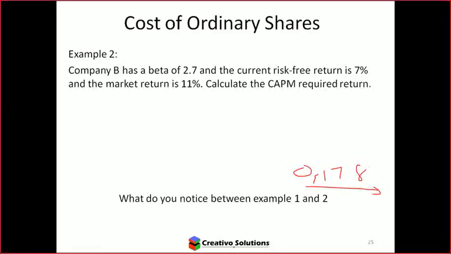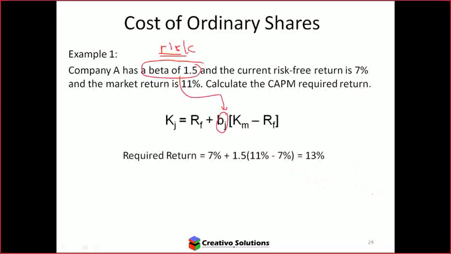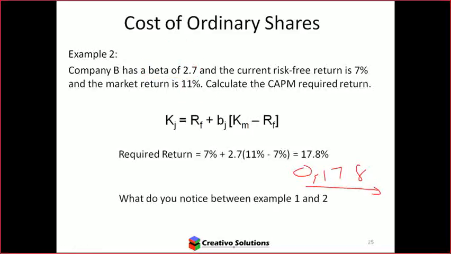Okay, so what do you guys notice? The first one, 13. The second one, 17.8. Talk to me. Company A versus B. What do you observe? The cost of equity. Well, B, the cost of equity is far greater. Good. Okay, so company B has to pay more on their equity if they raise capital. Good. What else?